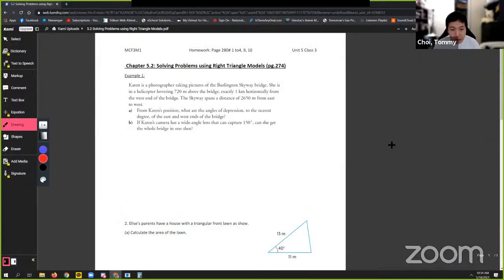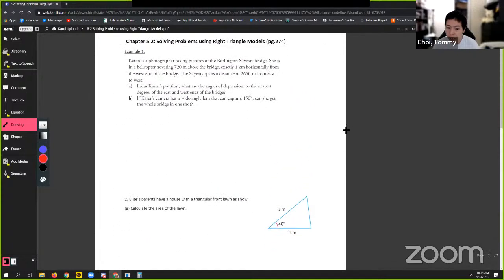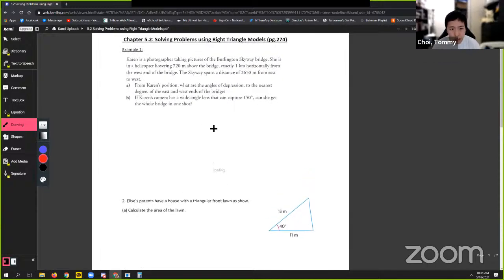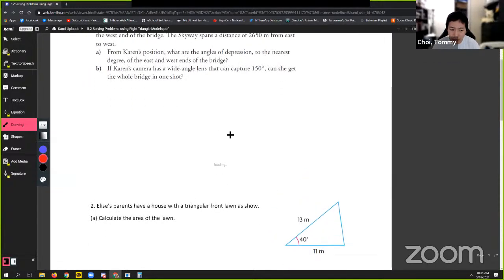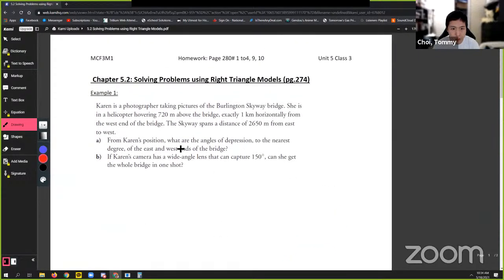So for 5.2, solving problems using right triangle models, it's the same thing, but we're going into more difficult word problems. What I'm thinking of doing might even be a slight homework check, just one question that you can do for the asynchronous portion. So I'm going to do example 1, show you how to start example 2, and then put this as a homework check.